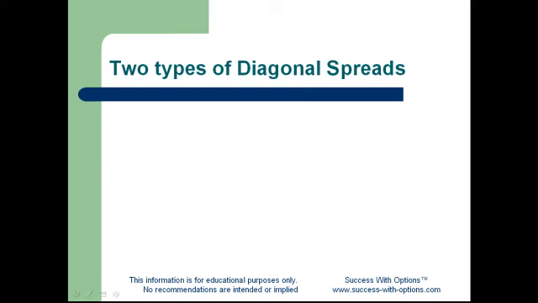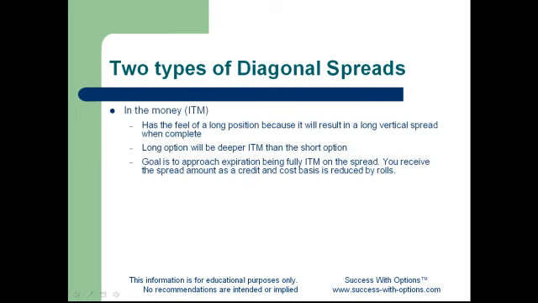There are actually two different types of diagonal spreads. Given the fact that the vertical spread is a component of the diagonal spread, can you guess why? The first type of diagonal spread is an in-the-money diagonal. It's more like a long position in that it will result in a long vertical spread when the final roll completes. In this type of spread, the ideal ending point is to have both strikes fully in the money on expiration. In that case, you will be able to sell the spread in an amount roughly equal to the width of the spread. Your cost basis is reduced by the credits received on the rolls.